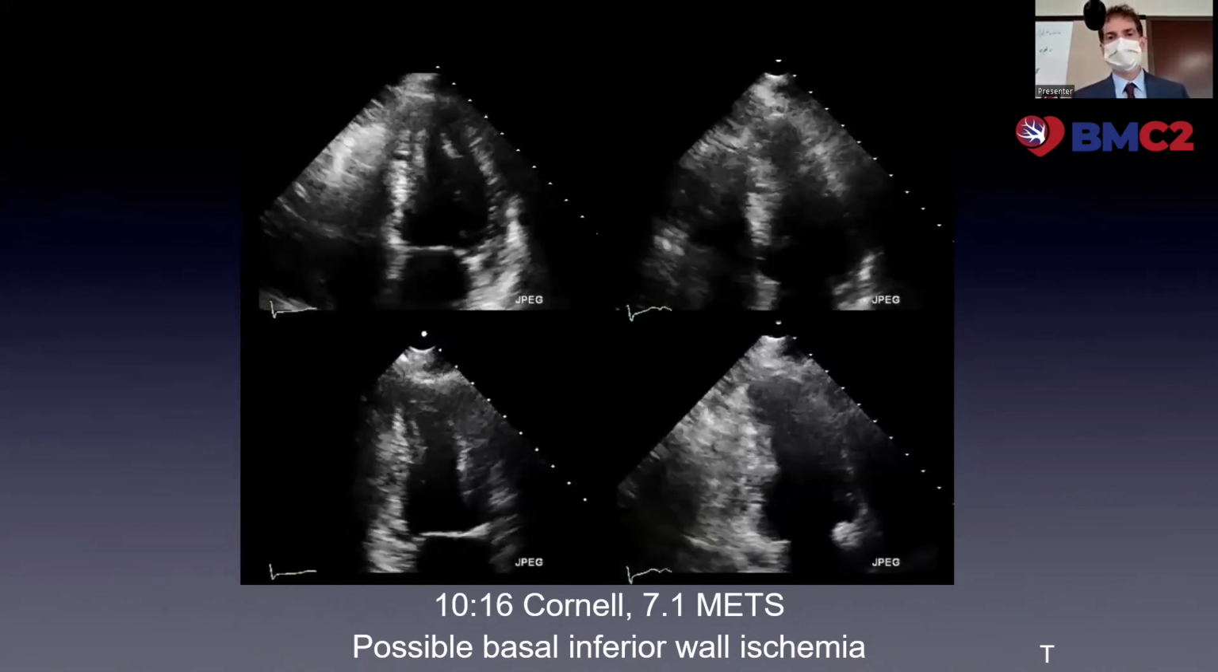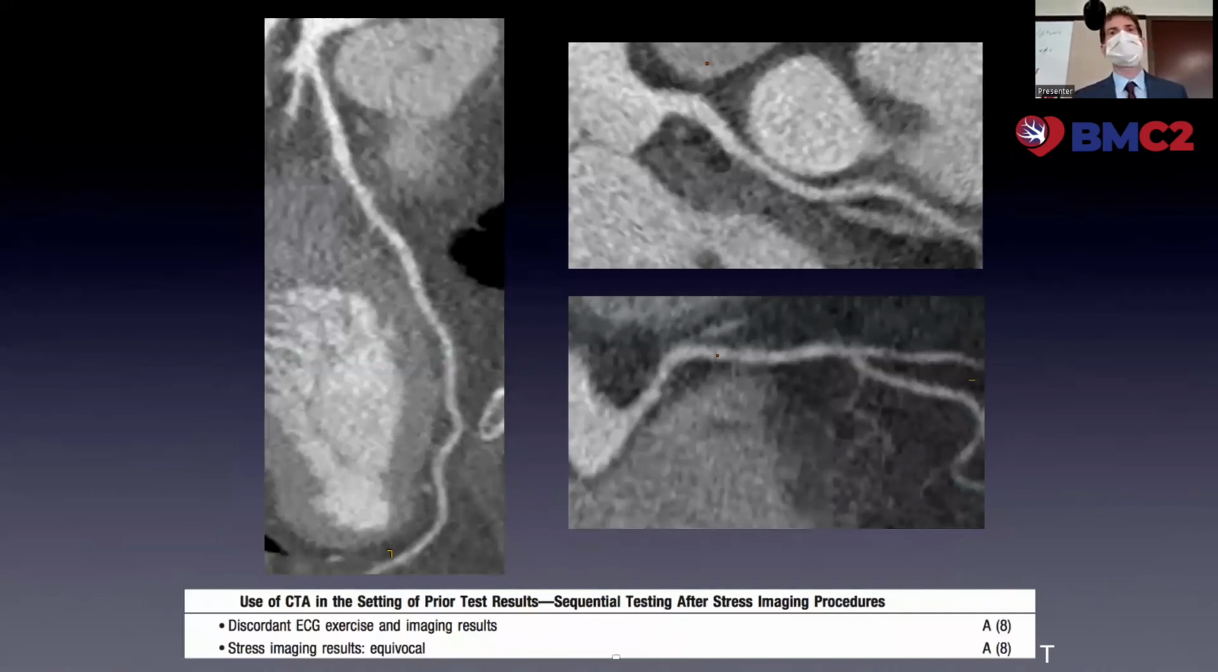So the patient had a coronary CT, and the coronary CT showed normal coronary arteries. So point being that if you have an abnormal stress echo, an abnormal stress test, a coronary CT can sometimes be helpful if you suspect that it might be an incorrect call on the stress test.